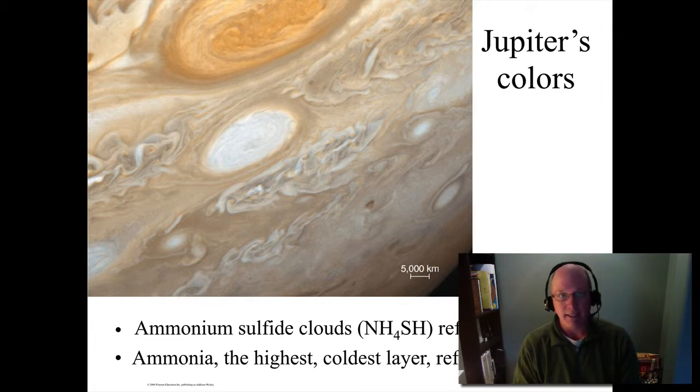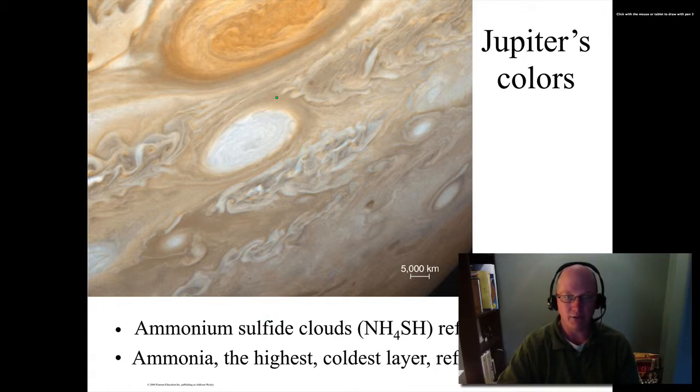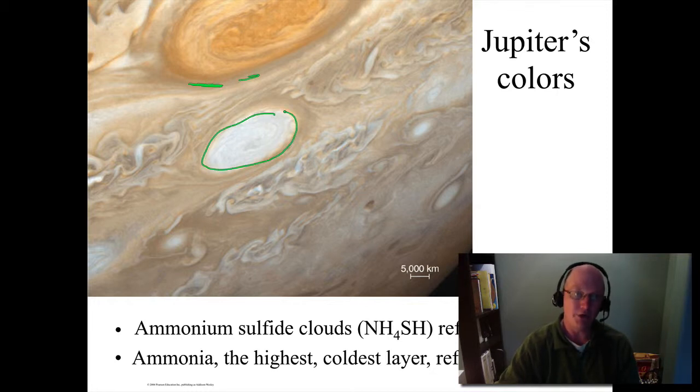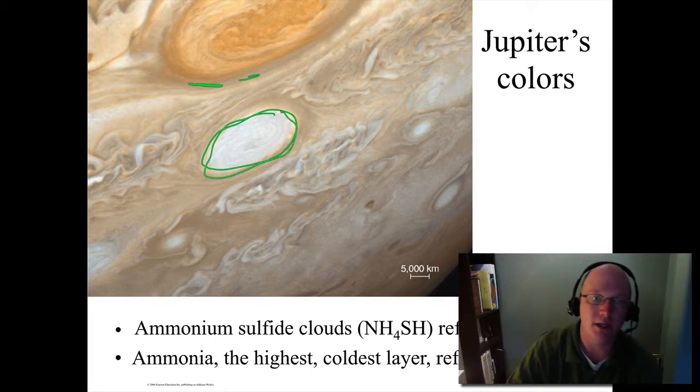Again, here you can see some of these patterns that show up on Jupiter's clouds. Now that you know about ammonia sulfide, you can go out and amaze your friends and say, hey, look, check out these ammonia sulfide clouds on Jupiter. They're the ones that reflect sort of red-brown. So that would be like these guys right here, right? And these white ones in this picture are ammonia. They're yellow-white sort of clouds.